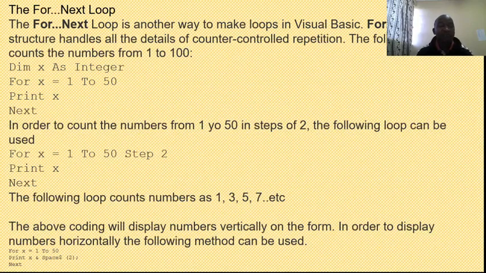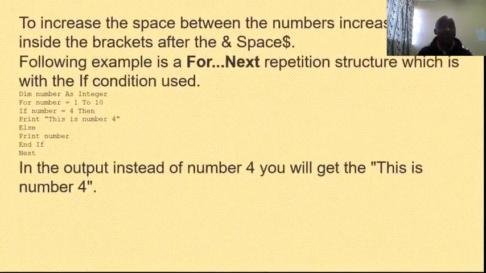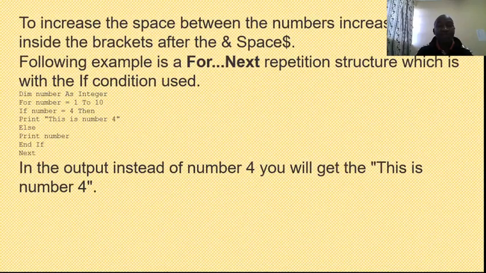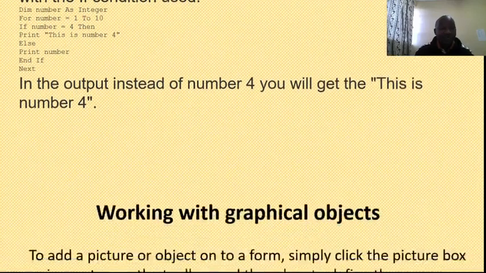The above coding will display numbers vertically on the form. In order to display horizontally, the following method can be used. You can use it as shown there. You introduce the space character. To increase the space between the numbers, increase the value inside the brackets after the ampersand. Then from there, you can look at this example given here.